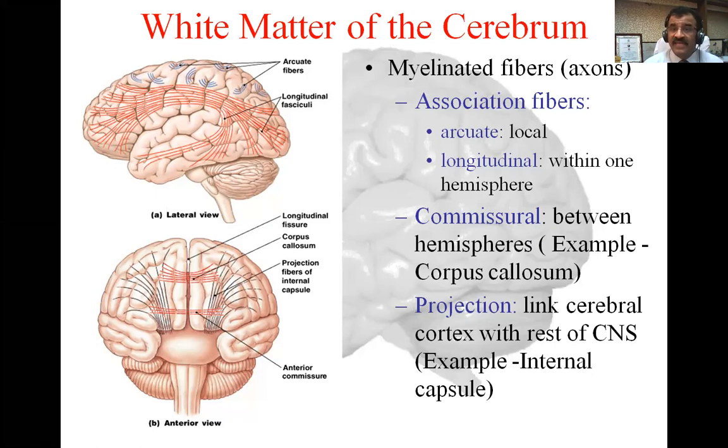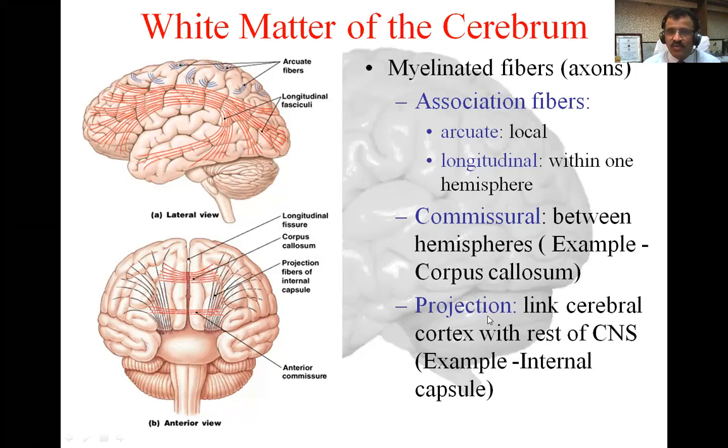And commissural type of myelinated fibers, they are between the hemispheres. For example, corpus callosum. Now this is your commissural fiber, and it is between the two hemispheres. You can see it is crossing. So it is a commissural fiber, and this is the corpus callosum.